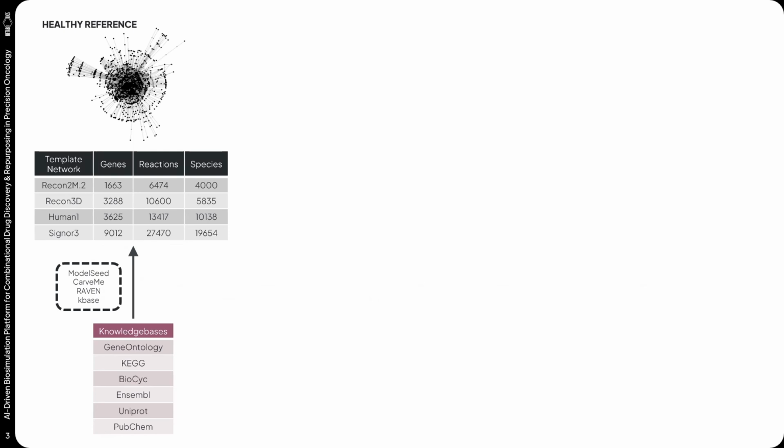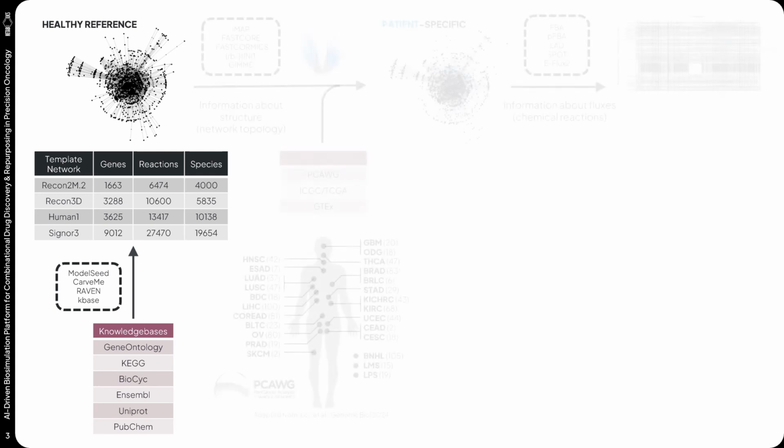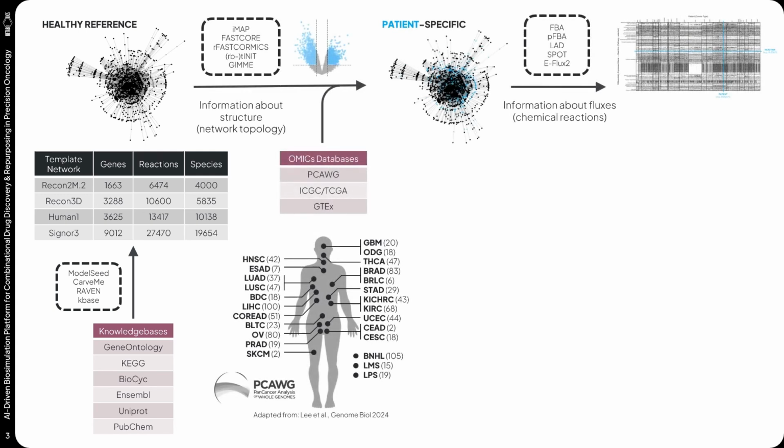The first step involves reconstructing biological networks from publicly available knowledge bases, encompassing many thousand chemical reactions and molecular species. These reconstructions serve as healthy reference templates. Next, we leverage multiomics data to build patient-specific biological networks. For instance, we utilize data from a recent study that analyzed expression data from nearly 1,000 patients across 25 cancer types, using the Pan-Cancer Analysis of Whole Genomes database.